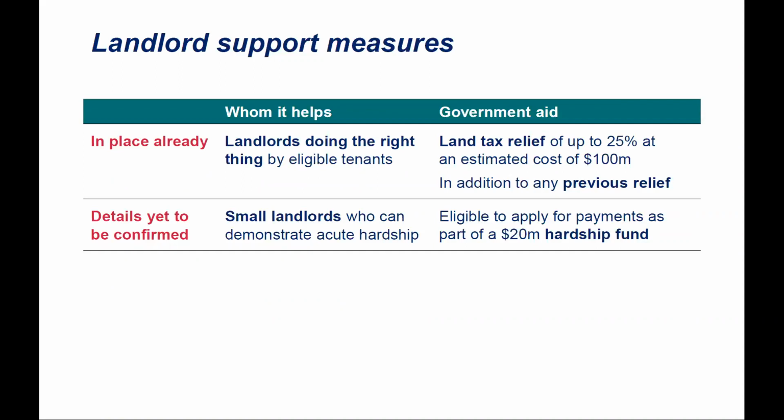So I mentioned before, the support measures for landlords are quite minimal, and they are similar to what was in place with the original scheme. So there is land tax relief up to 25%. And then there is also a small landlords hardship fund. Details of this fund are yet to be confirmed, but there'll be a $20 million hardship fund put aside for small landlords who can demonstrate that they've experienced hardship as a result of these rent relief provisions.